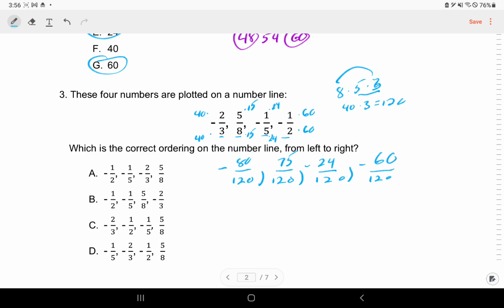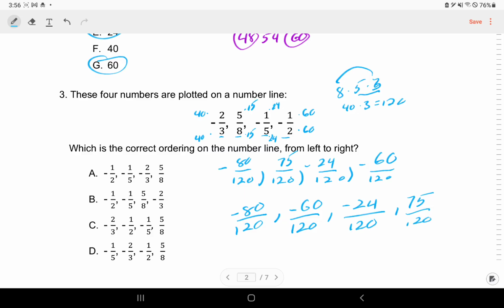And so now I put them in order from least to greatest. The most negative is negative 80. The next is negative 60. Then negative 24. And then positive 75.